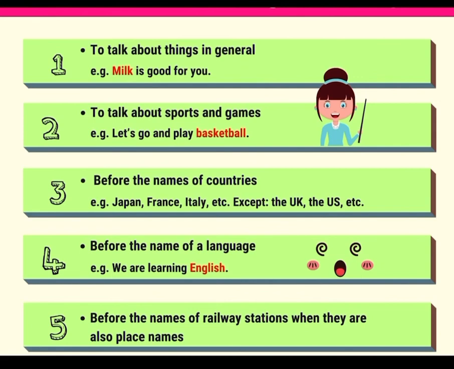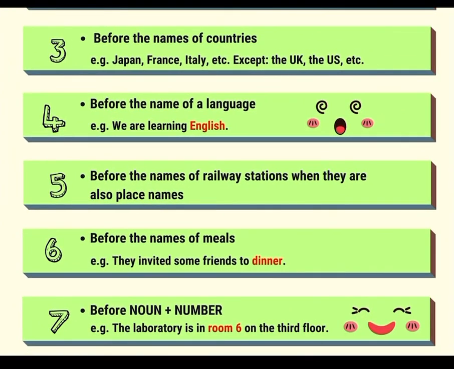Before the name of a language, we are learning English, we have learned French, I am learning Spanish. So, in front of such words, you do not put any article. Before the names of railway stations, when they are also place names, like you can say, Virar is the last station, I am travelling to Vasai, I will be going to Churchgate today. So, in front of such words, you do not add any kind of articles. Before the names of meals, they invited some friends to dinner, I will be having my breakfast now, I already had my lunch. So, in front of such words, you do not add any kind of articles.